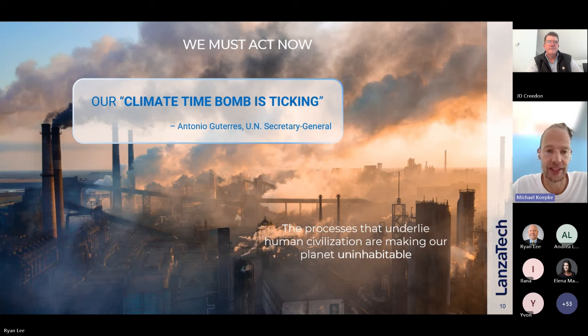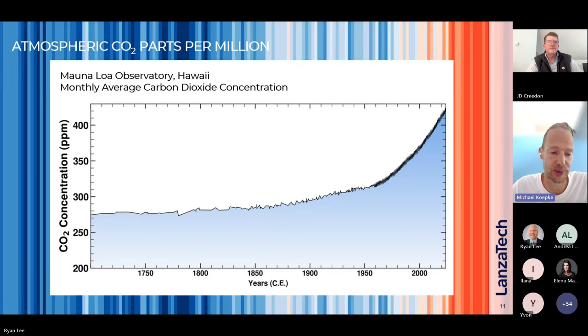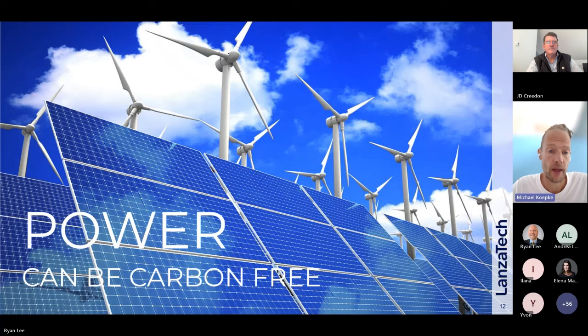I think we're sitting on a climate time bomb. A lot comes back to our linear economy and the release of greenhouse gases like CO2 into the atmosphere that has sharply risen since the industrial era. But carbon's not really the enemy. In fact, it's the base of everything in our daily lives. But we really need to think carefully about how we use our carbon. Power, in fact, can be carbon-free.